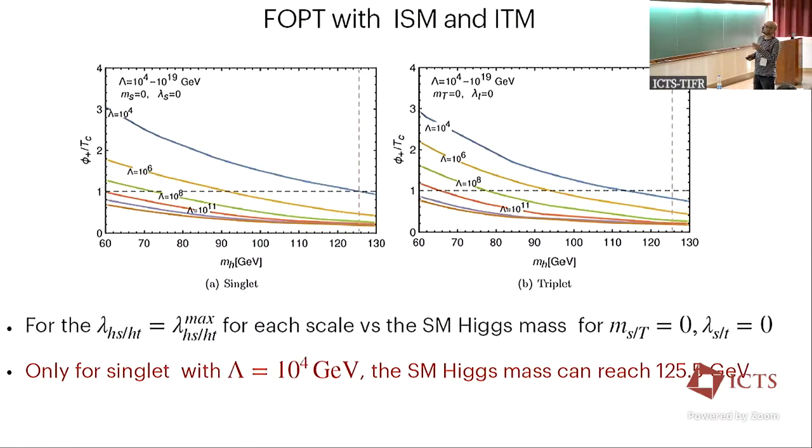So before going to the two loop, let me show some results on whether the Higgs mass can be achieved here or not. If you look at the left side plot, it is for the singlet. There are scales given from 10 to the power 4 to 10 to the power 19 GeV, and the bare mass is 0 and the self coupling is 0. We want to see whether the Higgs mass can be achieved at 125 GeV or not, and we find that only for the singlet you can achieve this. For the triplet, in this particular scenario, you won't meet the first order phase transition as well as the Higgs mass at 125 GeV. So the situation is very, very restricted.